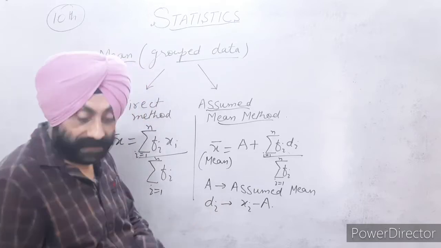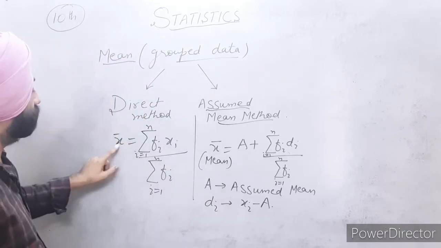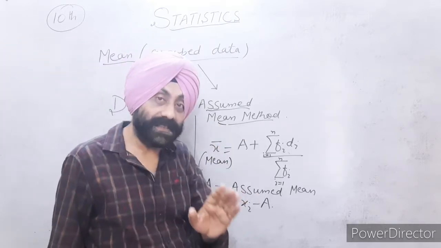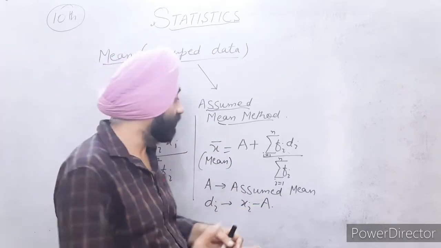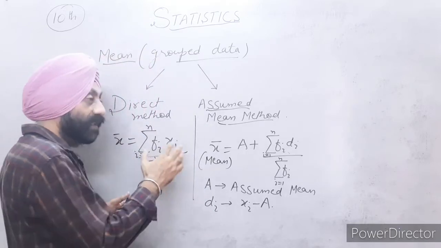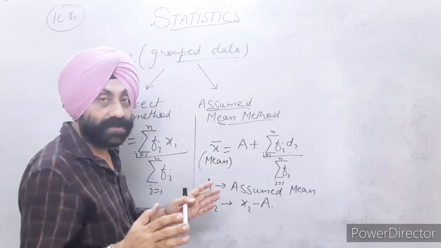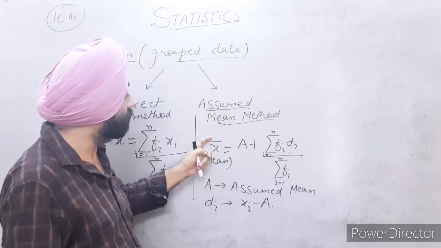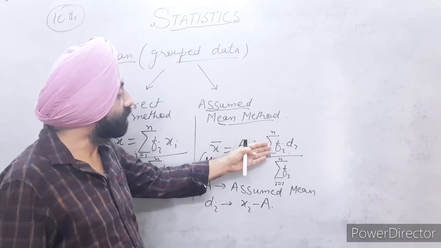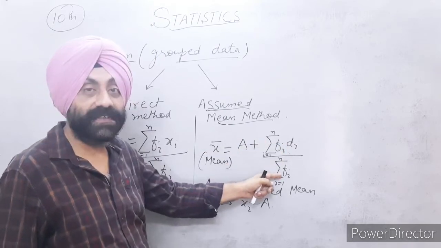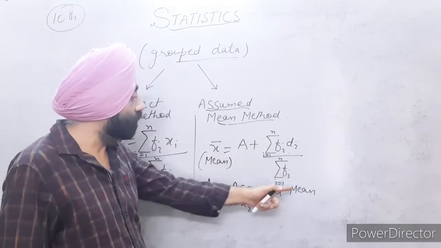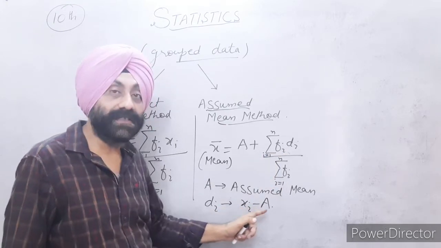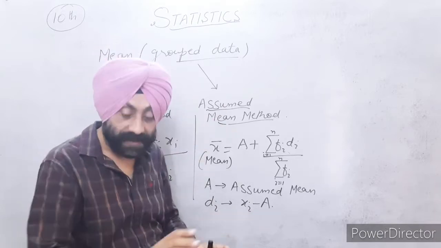I again repeat, this is the direct method: x bar equals this. This is the assumed mean method. This method is used when the values of the frequency and the observations, or the mid values, are very large. x bar equals a plus summation fi di divided by summation of fi, where a is the assumed mean and di equals xi minus a, that is, mid value minus the assumed mean in each case.